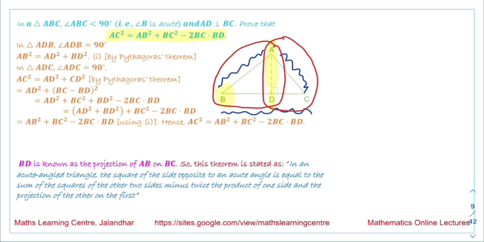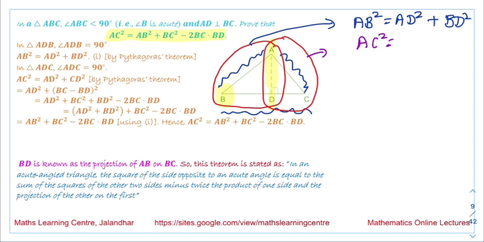So for the first triangle, ABD, we have AB square equal to AD square plus BD square by Pythagoras theorem. For the second triangle, ADC, we have AC square equal to AD square plus DC square.